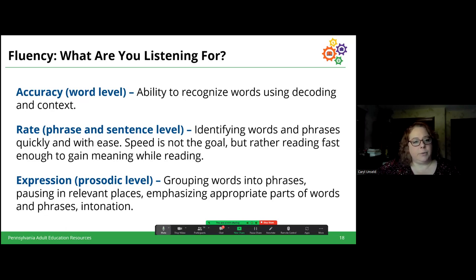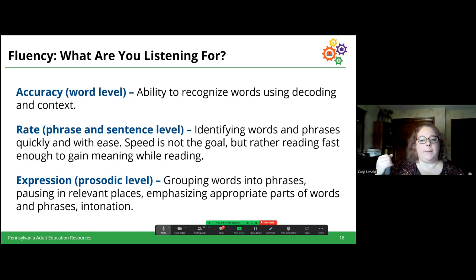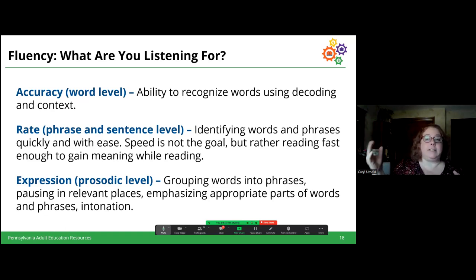So can they recognize words and say them correctly when they're reading? Do they have good rate? Can they identify words and phrases with ease? Do they read at a good speed, not too fast, not too slow? And do they have expression? It's called prosody. Do they know to group words in a phrase, to pause when there's a comma, or when they see "and" or "but"? Do they know that when they see grammatical things like an exclamation point, there's a difference in tone? Working on fluency is working on those three areas.